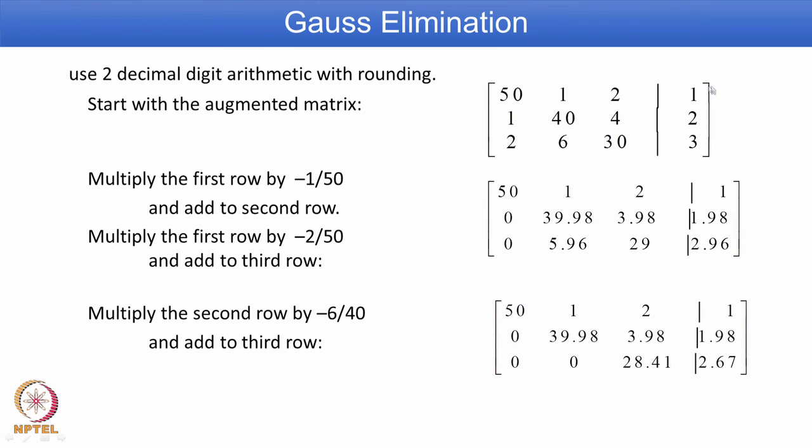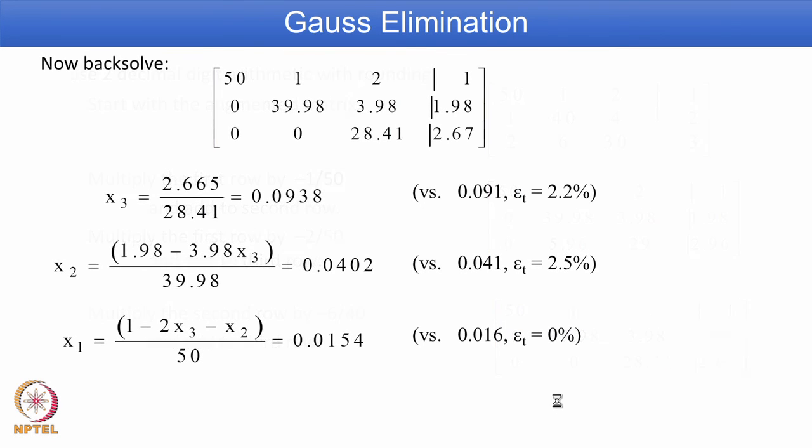So, the original matrix which is displayed here gets converted into an upper triangular matrix as shown here. So, 50, 1, 2, 0, 39.98, 3.98, 0, 0 and 28.41 and 2.67. So, we do first forward elimination and then backward substitution. The matrix is reproduced here. So, backward substitution, we start from the last row.